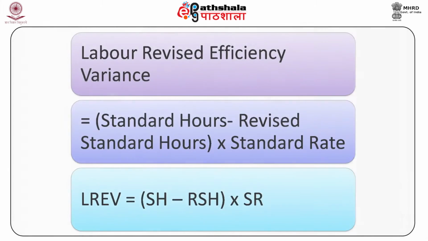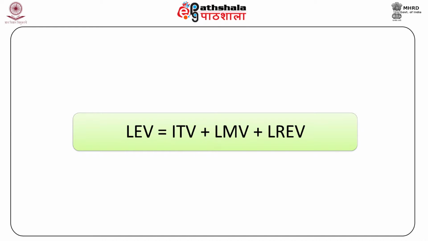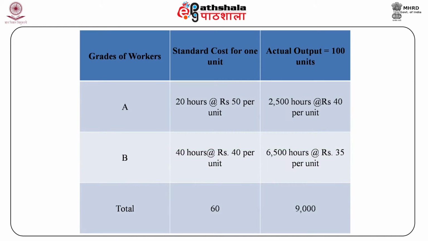It is calculated as labor revised efficiency variance is equal to standard hours minus revised standard hours into standard rate. In short, LREV is equal to (SH minus RSH) into SR. This variance would be adverse when the revised standard hours are more than the standard hours and vice versa. The sum total of ITV, LMV and LREV must be equal to LEV. We can put it in the formula in short as LEV is equal to ITV plus LMV plus LREV. Let us understand this concept by using an example.